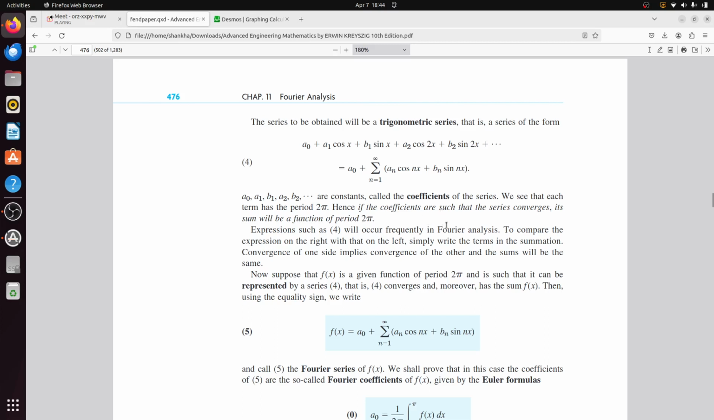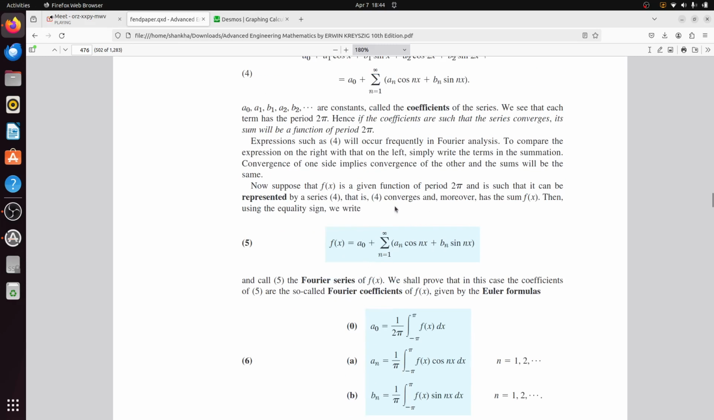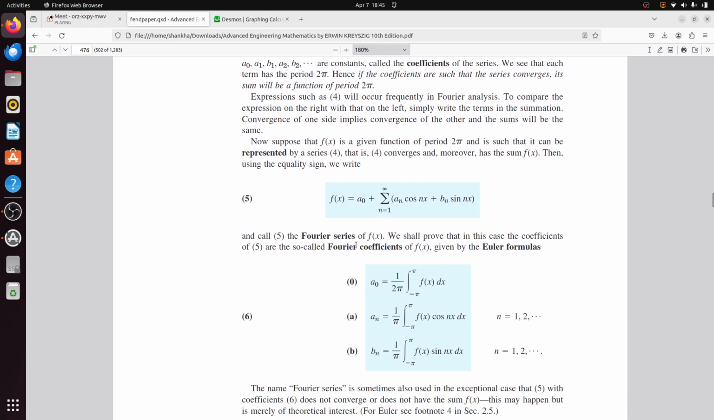Hence, if the coefficients are such that the series converges, its sum will be a function having periodicity 2 pi. Now suppose f(x) is a given function of periodicity 2 pi and is such that it can be represented by a series 4, that is, 4 converges and moreover has the sum f(x). Then, using the equality sign, we can write f(x) equals a0 plus the sum from n equal to 1 to infinity of an cos nx plus bn sin nx, and call this 5 the Fourier series of f(x).